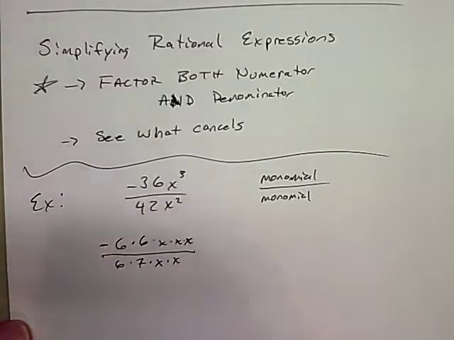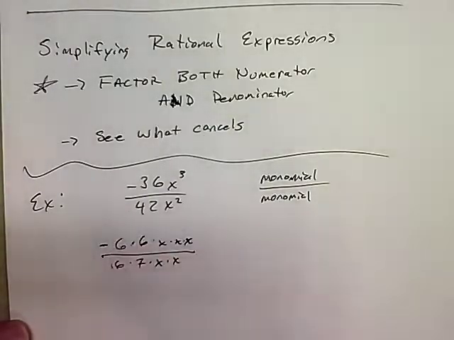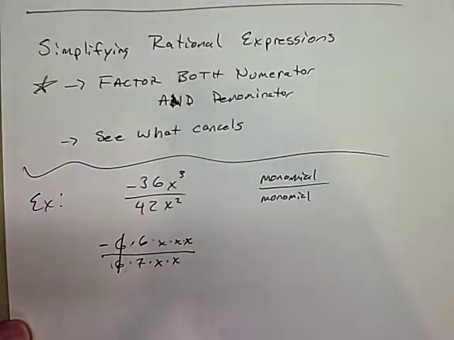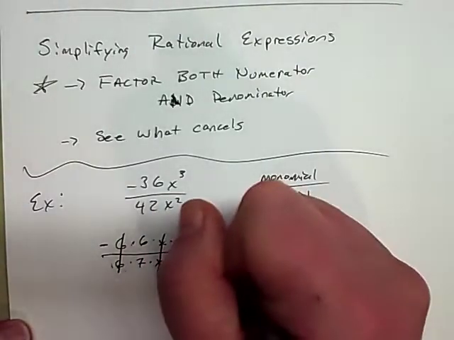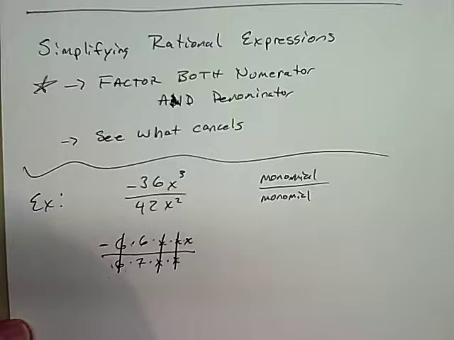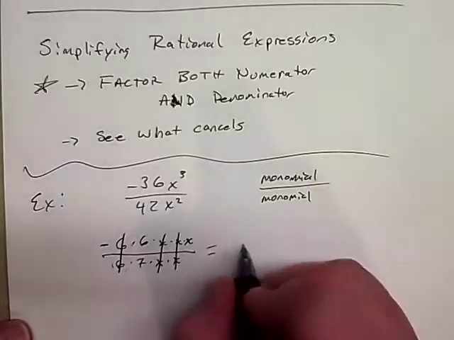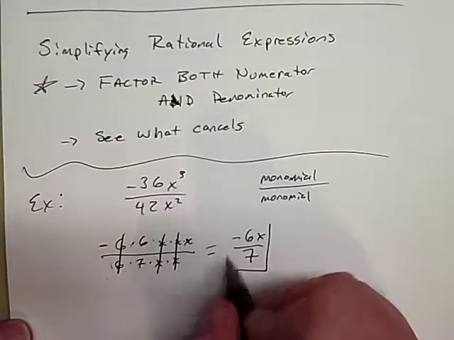Now we can take a look: what matches in the numerator and what matches in the denominator? I have a 6 over 6, and as we know, 6 divided by 6 is 1. A lot of us think that 6 divided by 6 is 0, and that's just being silly. 6 divided by 6 is 1, so I'm going to cancel those 6's out. 6 divided by 7, there's nothing nice that cancels. x divided by x is 1, and this x divided by x is 1. Now I can see all my leftovers: a negative 6x on the top, and the bottom is simply a 7.